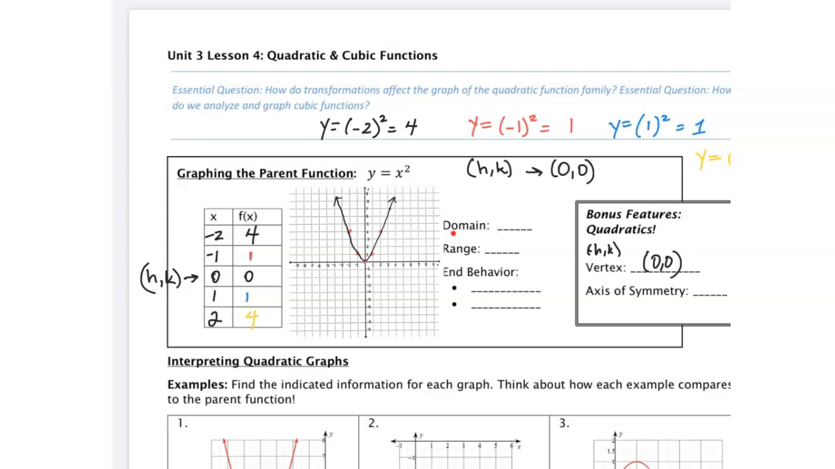Okay, our domain. Our domain, remember, that's going from left to right. For the parent function, as well as for quadratics, this is going to be all real numbers. Another way to write that would be negative infinity to infinity. So 2 different ways to write that for the domain. The range for each of these problems is going to vary. They'll be different based on the bottom towards the top. So we'll have an inequality to represent our range for our quadratic functions.